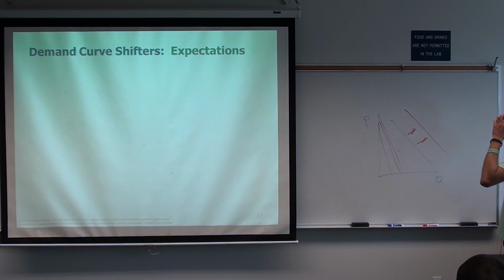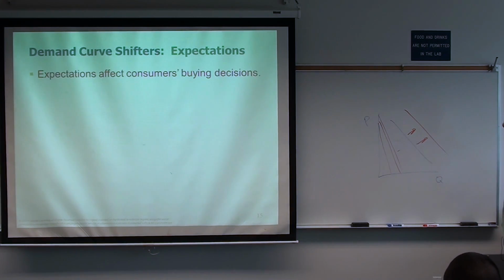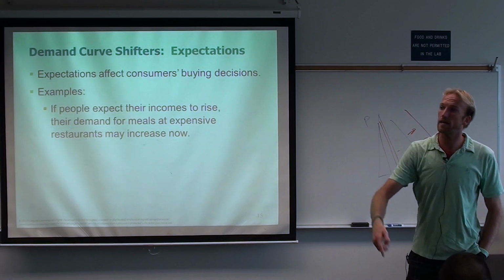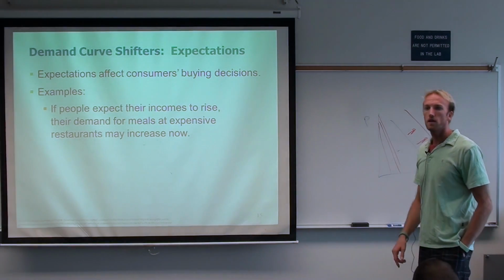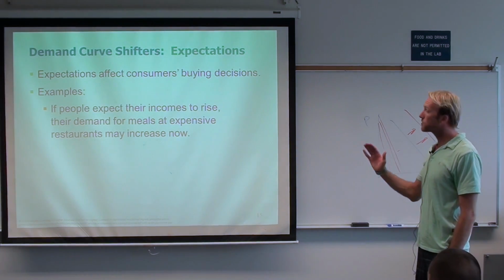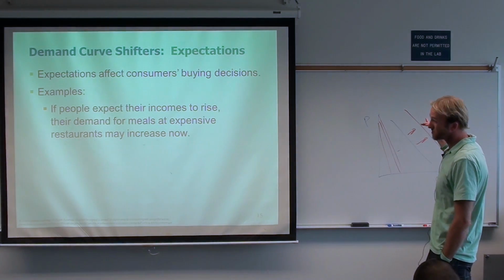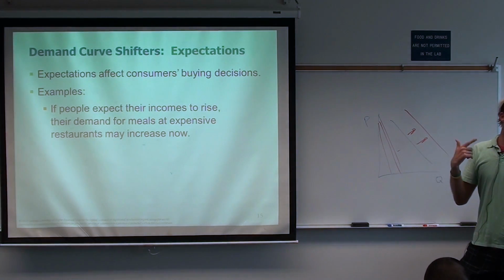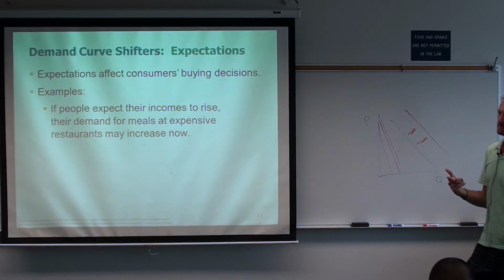Another thing that can move the demand curve is expectations. You may not have been able to think about this one, but think about it. If people expect their income in the future to rise, right, expectations, you might start going out and buying nicer things, going to nicer restaurants. So maybe your demand curve for expensive things starts moving up right now, even though my income hasn't quite changed yet.